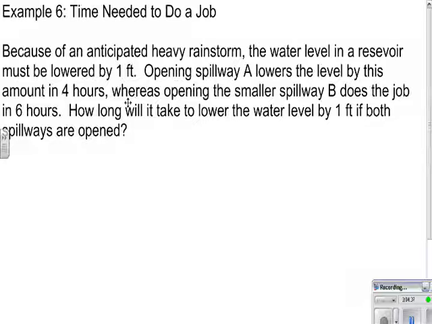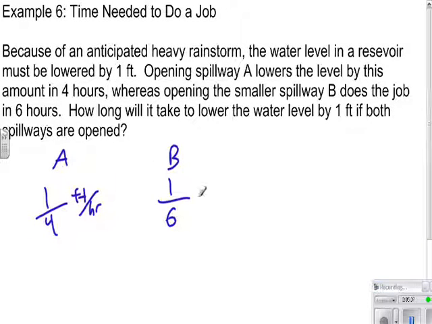So for any job question, you have to look at the actual rates at which each object is doing its job. So spillway A, the rate is how fast it happens. So it can do the 1 foot in 4 hours. So it's 1 over 4 feet per hour. Spillway B can do the same job, 1 foot, but it would take 6 hours. And that's 1 over 6 feet per hour.